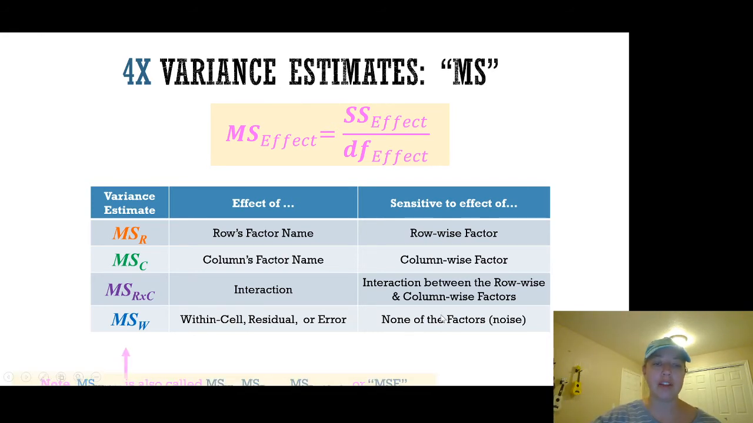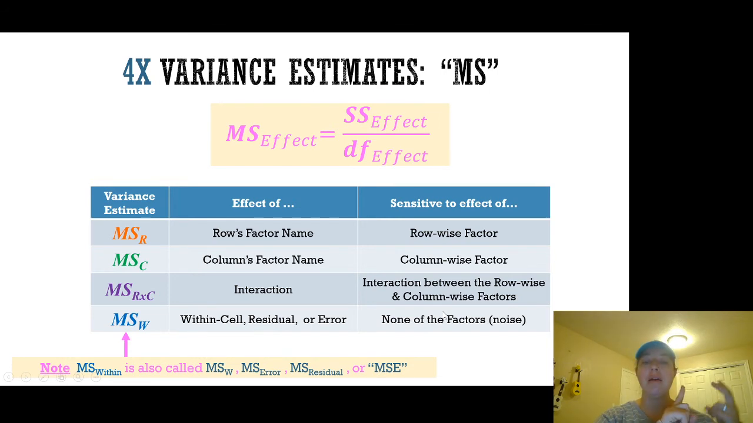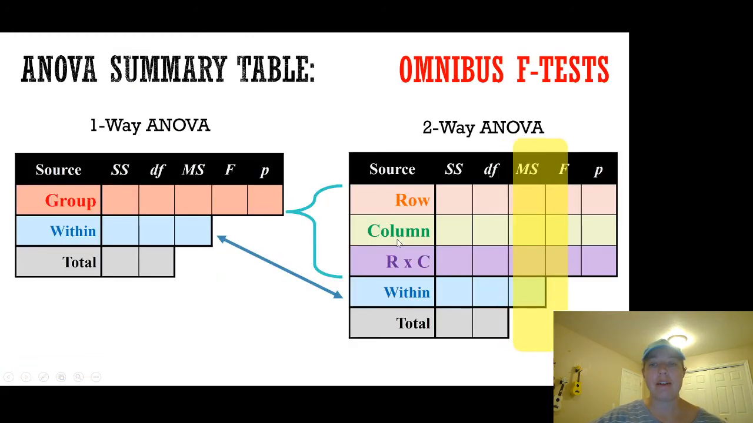Now that mean square error is sometimes called mean square within cell, mean square W, mean square error, mean square residual, or just MSE. All of those phrases, words, abbreviations, and notations all mean the within cell variation. Now, this is not sensitive to either of our factors or their interaction. This is purely person to person, observation to observation, noise, residual variation.